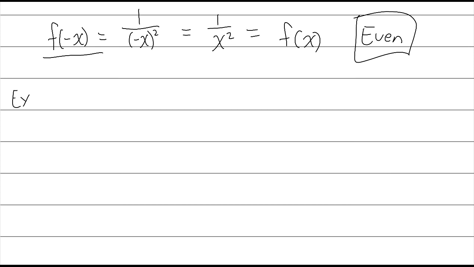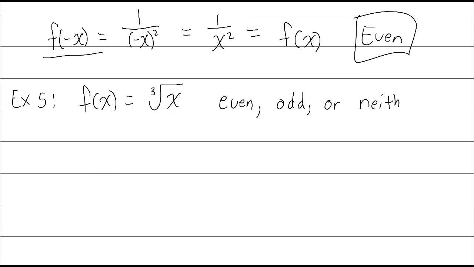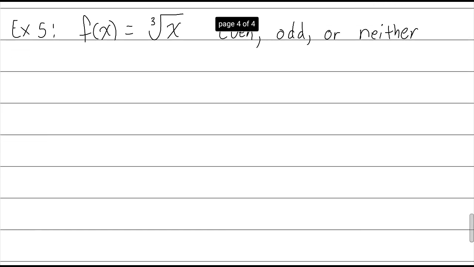Okay, same question. f of x is equal to the cube root of x. Okay, so we're going to have to talk about cube roots in a second. Even, odd, or neither. I see a 3, so I'm starting to think that it's going to be odd, but we should probably think about that. Talk about it. Okay, anyway, no matter what, you still have to change x to a negative x, and think about what that means.